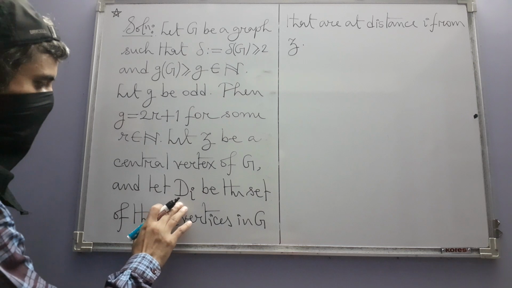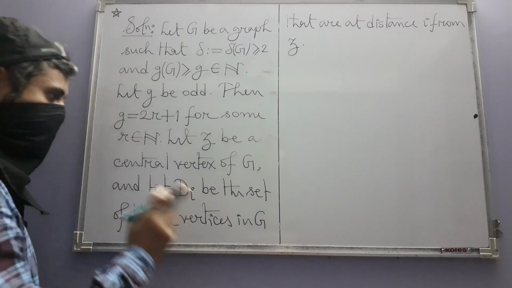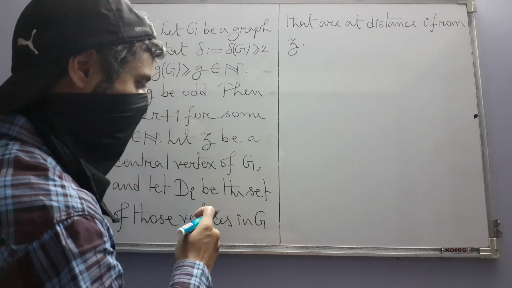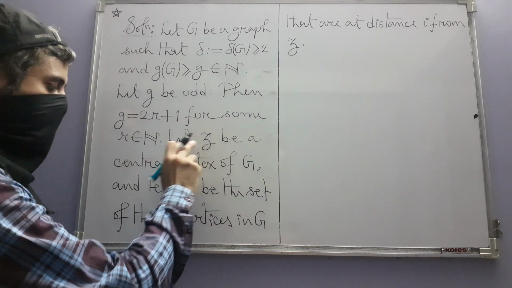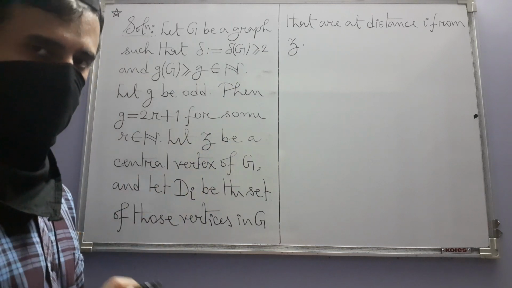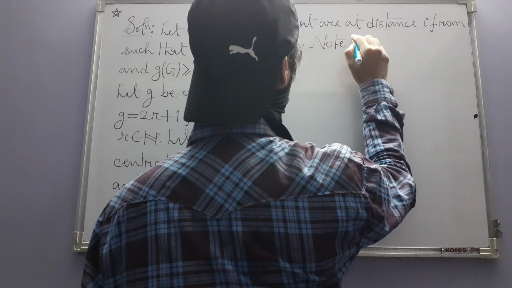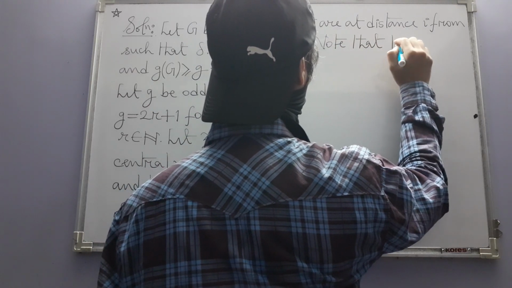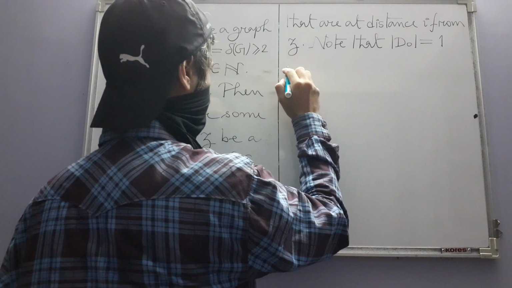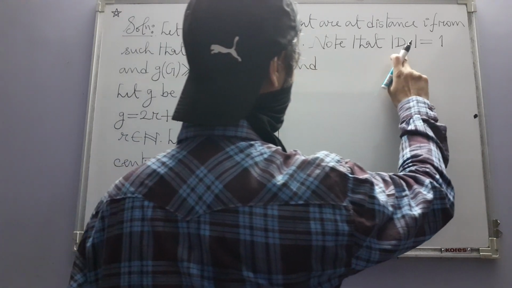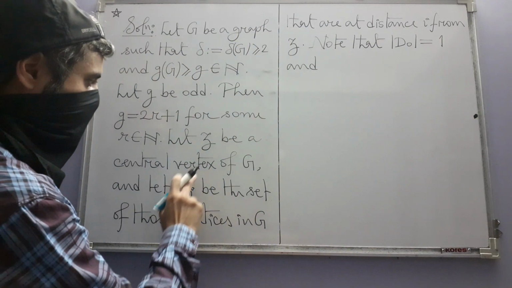So there are some things that we can immediately conclude about D0. D0 is the set of those vertices by this definition that are at distance 0 from Z, and the only such vertex is Z itself. So that means D0 has size 1, it's a singleton set. And if you want to be more elaborate, you can mention that this is equal to the cardinality of the singleton set Z.